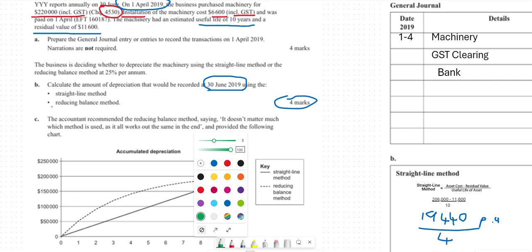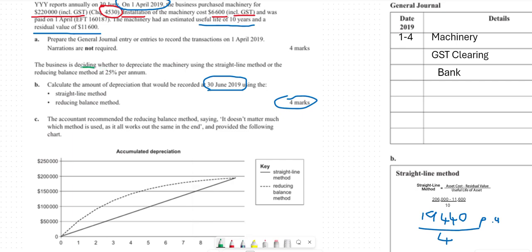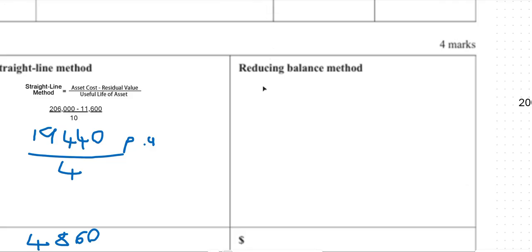Now, we need to work out the RB value. So back to the question, it tells us that we're using an RB percentage of 25%. Again, we need to factor in the dates. So the calculation's a bit more simplistic for the RB method because we just take that historical cost, 206k, multiply that by the RB percentage, 25%. So that will give us the full year's calculation.